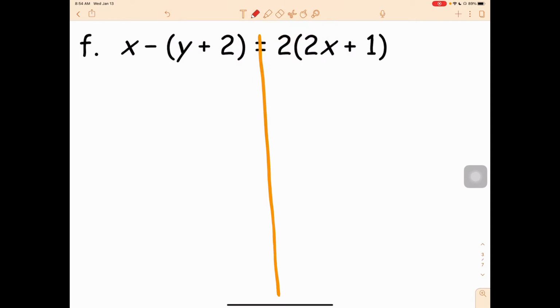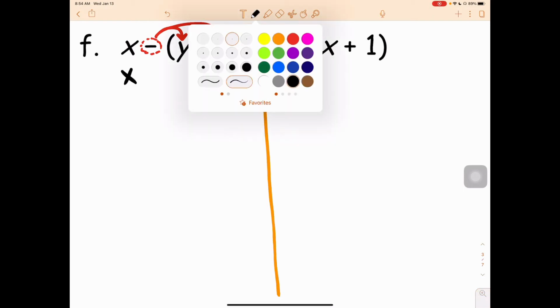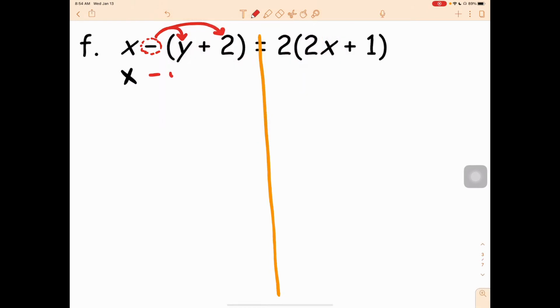Okay, so here the first thing I need to do is distribute this negative. So this negative is what is attached to the parentheses, not that x, okay? That x is being added there. So here I'm left with x, and then negative times y is going to be a negative y.